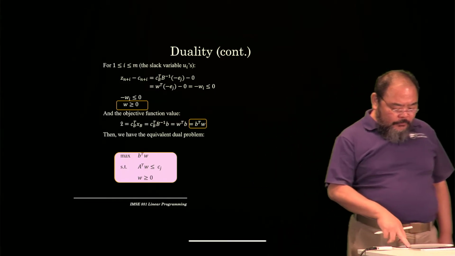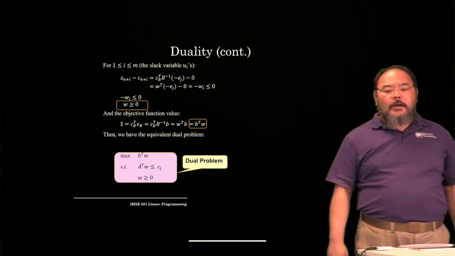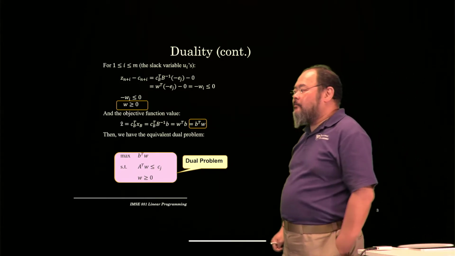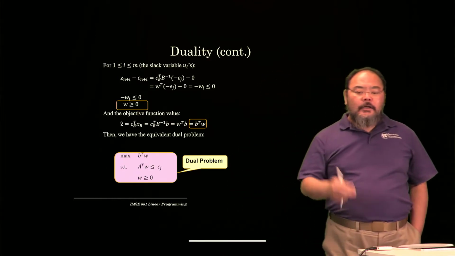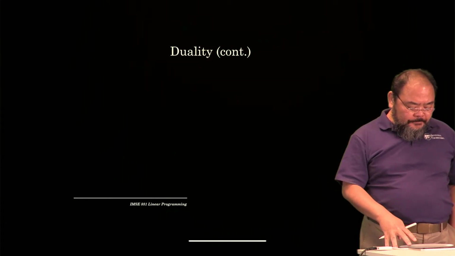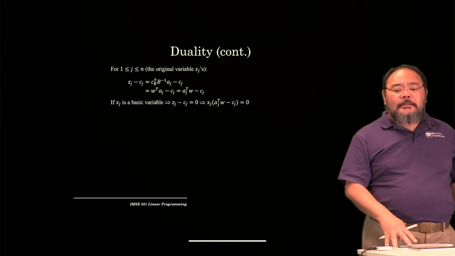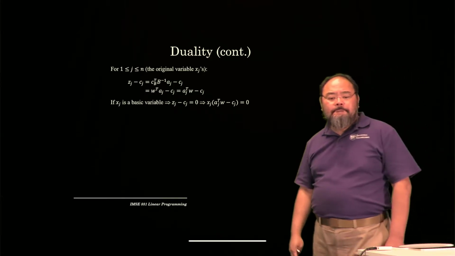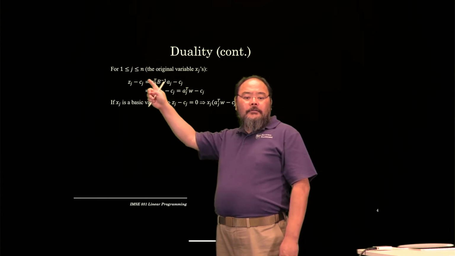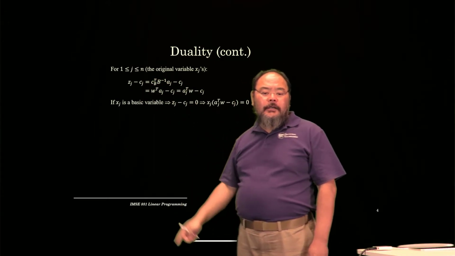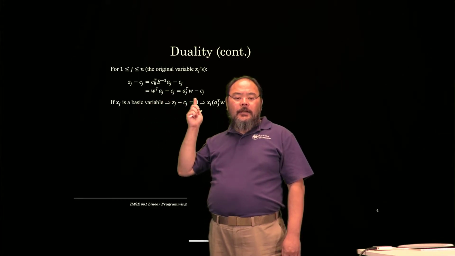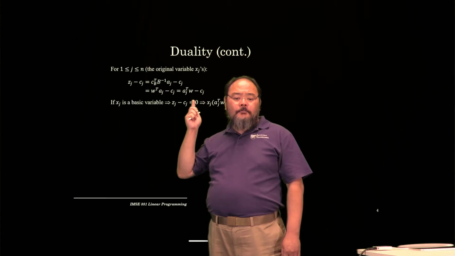So this is what we refer to as our dual problem. Here we show you how we're developing a dual problem from the primal problem itself, using these zj minus cj relationships. Next, look at it again. For the original variables x1 to xn, look at their zj minus cj again, which equals aj transpose times omega minus cj.